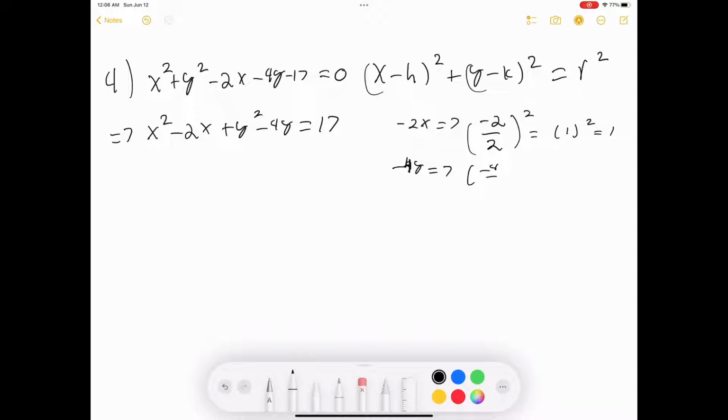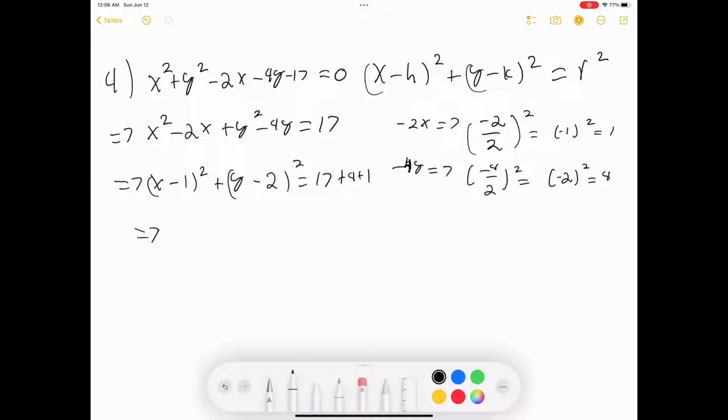And negative 4 over 2 squared, which is going to equal 4. So we've got to add 4 to the other side. And we're going to be putting that term inside of the parentheses into our new squared term. So (x minus 1) squared, because negative 2 over 2 equals negative 1, plus (y minus 2) squared, because negative 4 over 2 equals negative 2. It's going to equal 17 plus our 1 plus our 4. So as we can see, we have the equation that we were looking for.